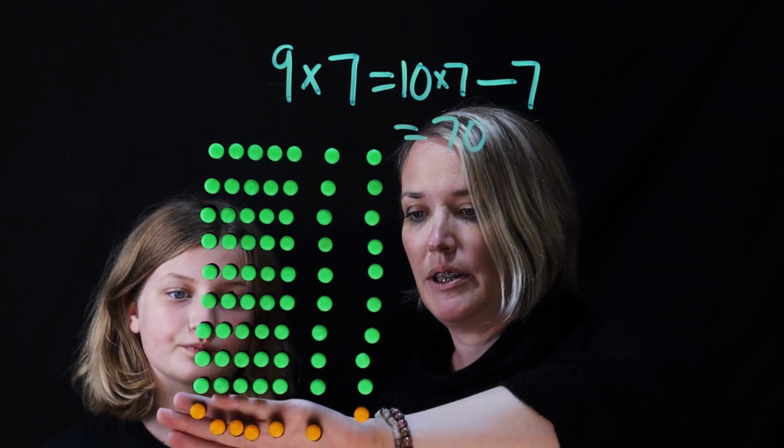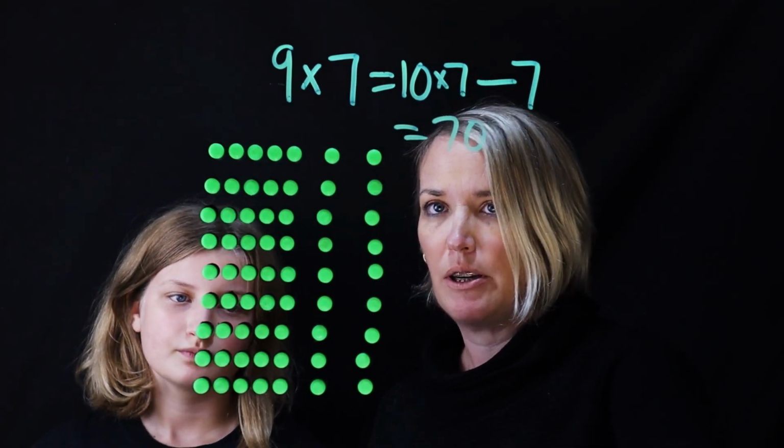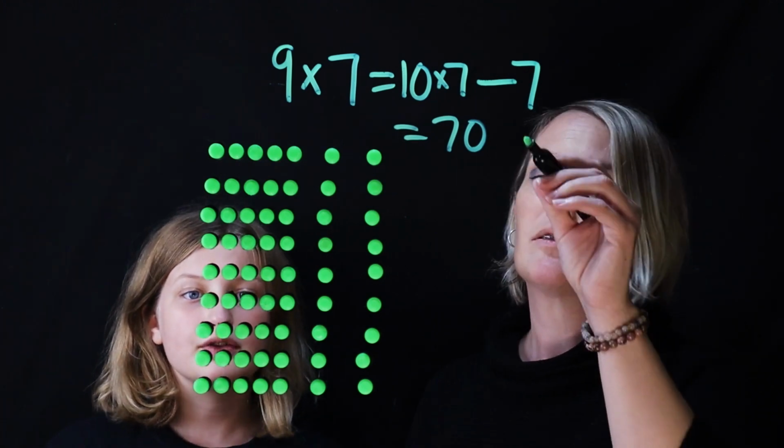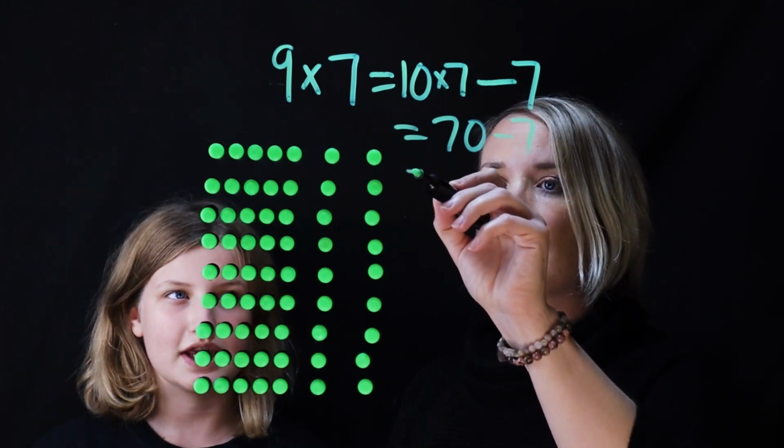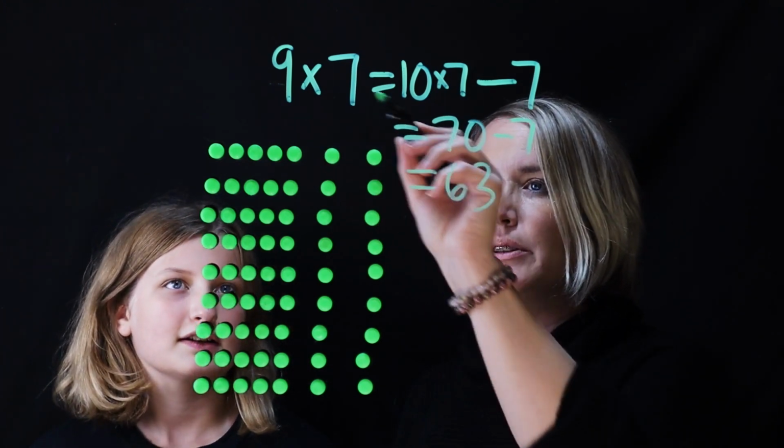So when we take these away, how many are we left with? We're left with 63. Awesome. So 9 times 7 equals 63.